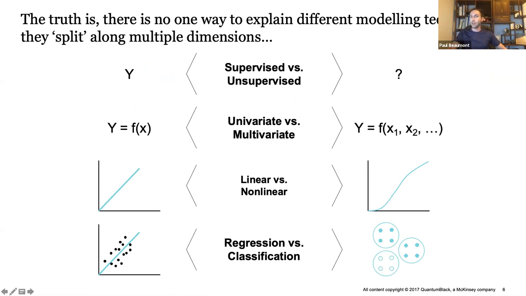There's other things like unsupervised versus supervised, so whether we actually have a target to aim at or not. There's things like linear versus nonlinear. There's things like regression, where we have a continuous target variable, so a continuous dependent variable, versus a class. So we either have a number to predict or we have a class type to predict.